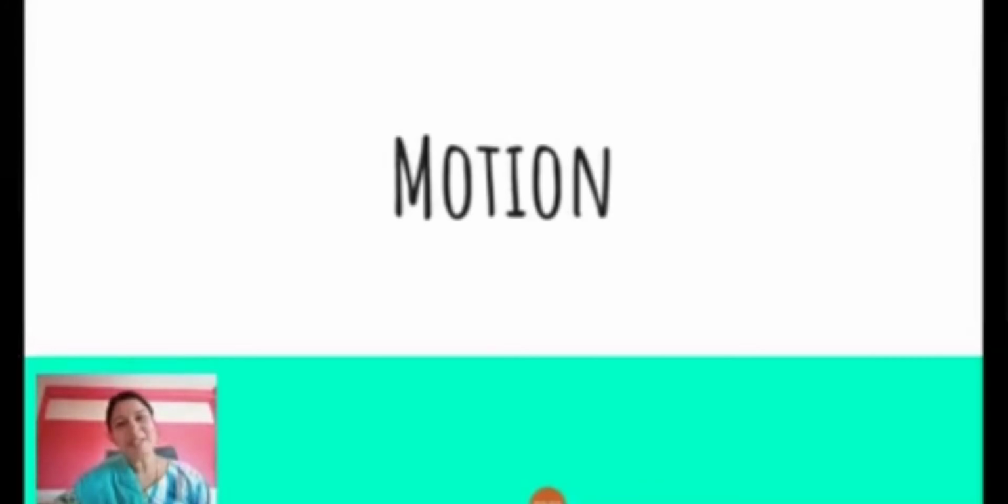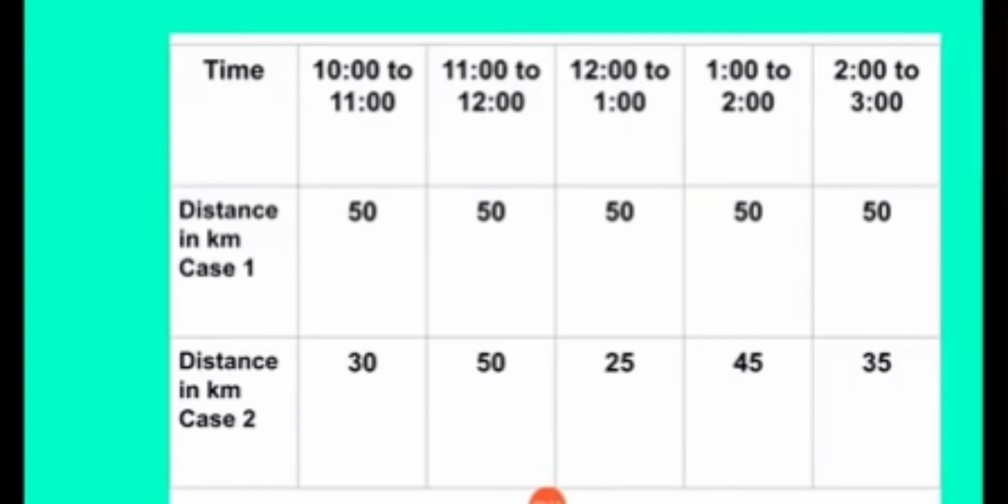Hello students, today we will discuss uniform motion, non-uniform motion and how to measure the rate of motion. Take a look at this table, children. The first row shows the time and the second and third rows show the distance covered. If you see the time interval in each column, 10 to 11, 11 to 12, 12 to 1 and so on, you can see that the time interval is 1 hour. So each column represents a 1 hour time interval.